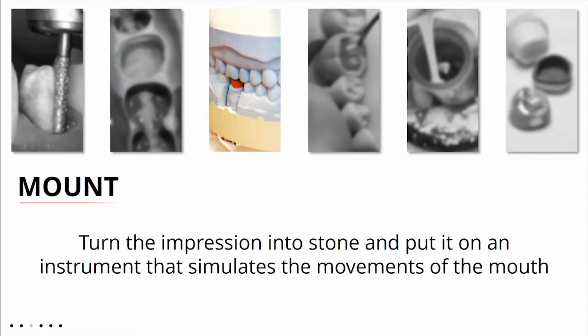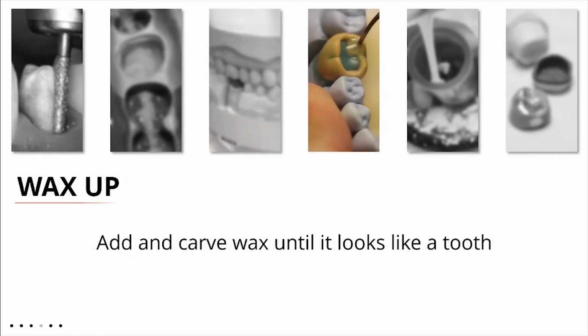And once we have a mold, we're going to turn that negative into a stone positive. So we're going to pour that into stone, and then we're going to end up mounting that stone replica onto this instrument called an articulator, which basically just simulates the opening and closing of your mouth.